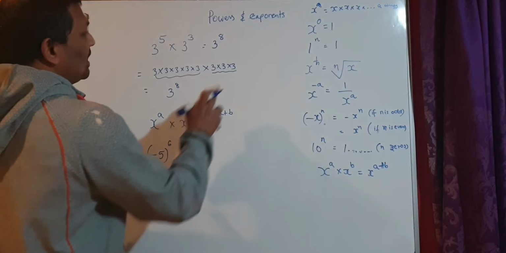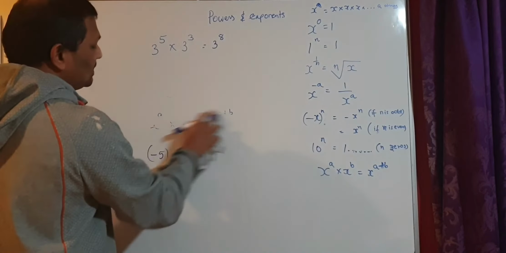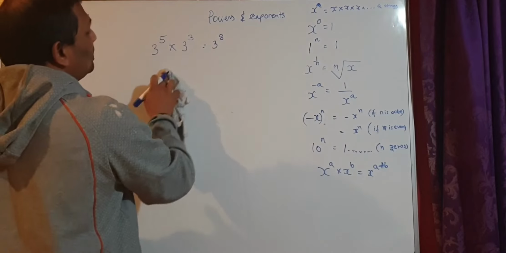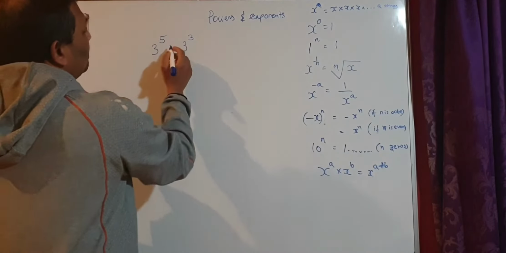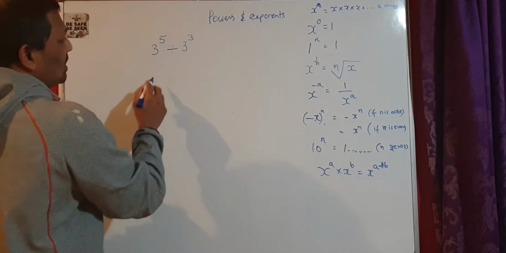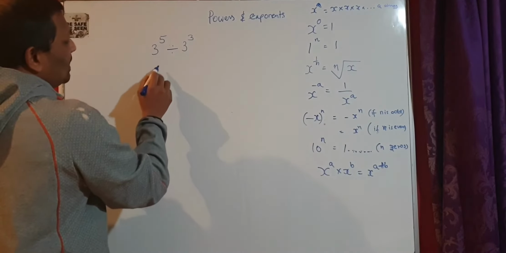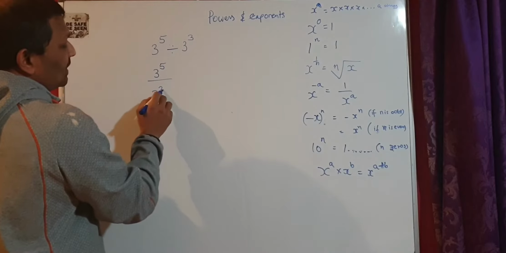Okay, on similar lines, there is also another formula. For example, I'm going to take the same example. Instead of multiplication here, I'll take a division. Okay, I'll put a division here. So this can be written as 3 to the power of 5 by 3 to the power of 3.